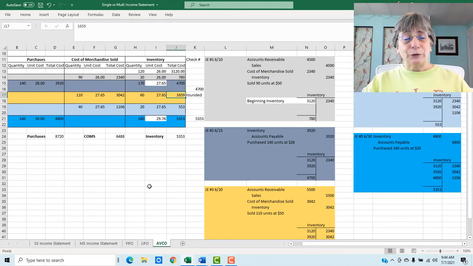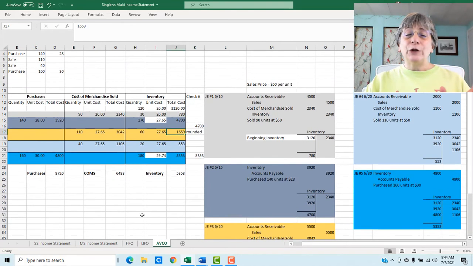And then what happens? Well, we're going to sell 40 units. We are going to sell 40 units at $27.65. You'll notice we did not update our average cost because we only do that when we purchase something. So our average cost is still $27.65. We're selling 40, gives us $1,106.